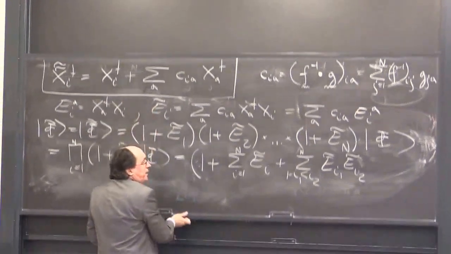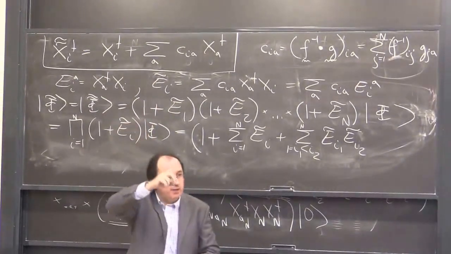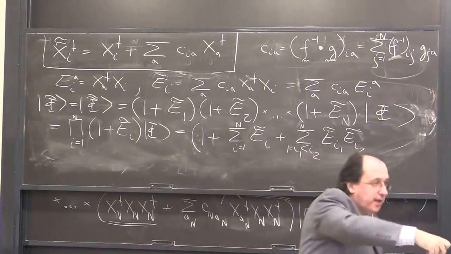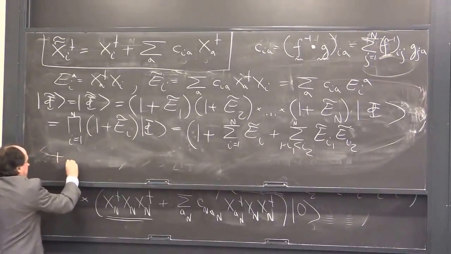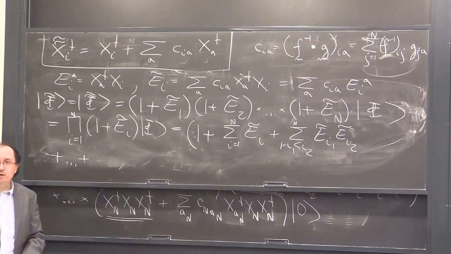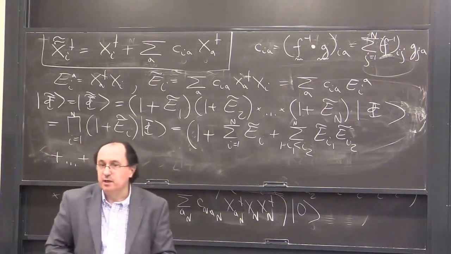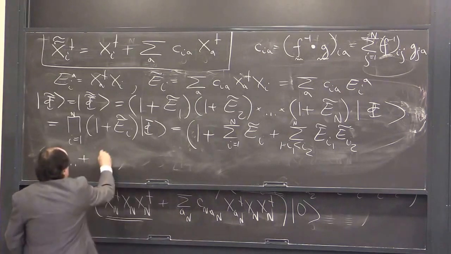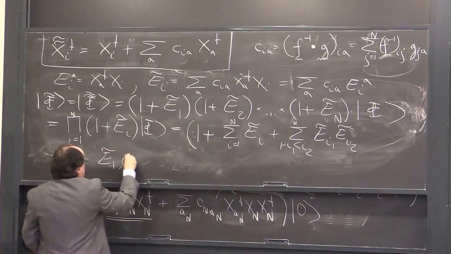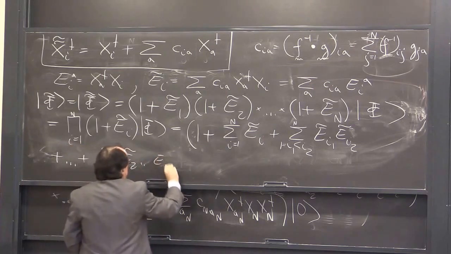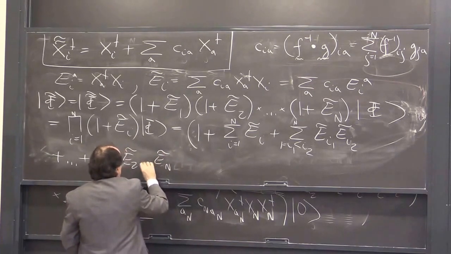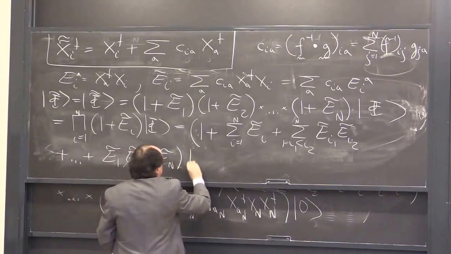And then there will be terms where you pick up E from 3 bracket expressions, and then 4. And then you continue, and you end up with a cluster expansion. The last term will be the term where you pick up E's from each bracket expression, so just a simple product of E1 tilde, E2 tilde, through En tilde, all of this acting on the phi.